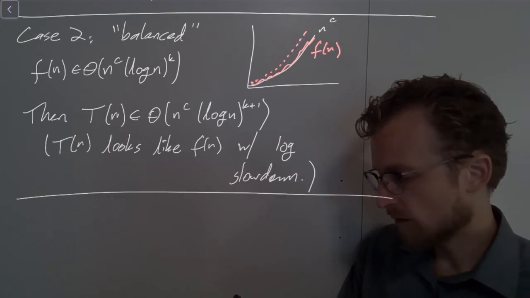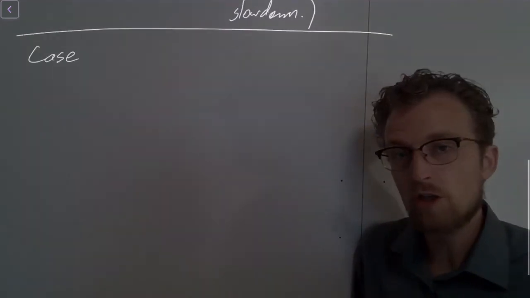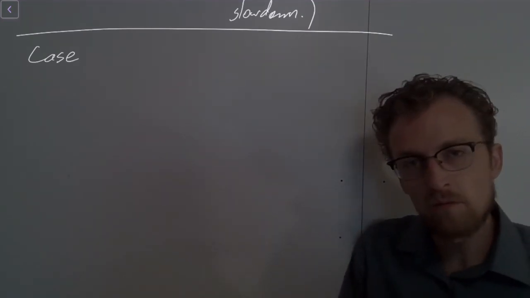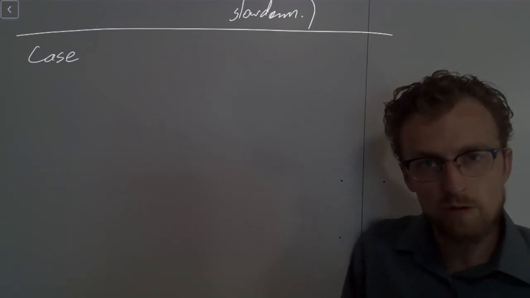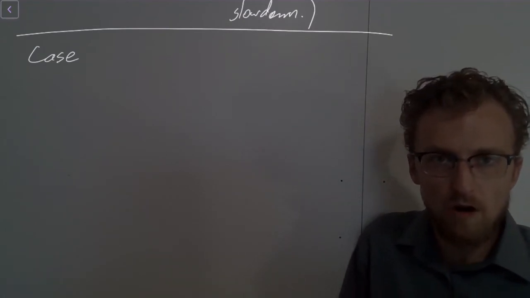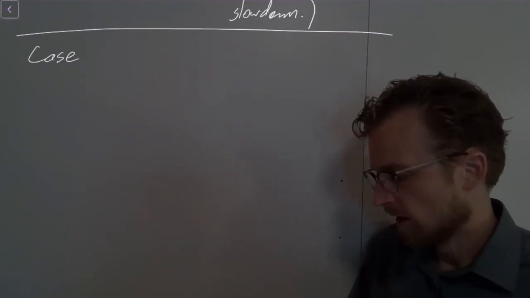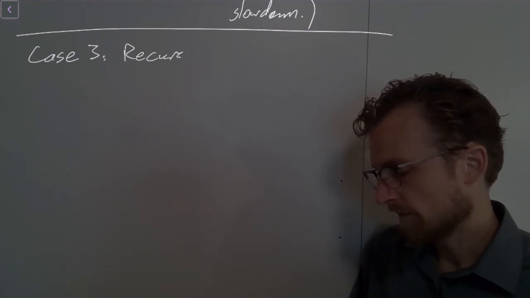All right, and then case 3 looks like this. Case 3 is the one where the recursion dominates. Last time we drew these recursion trees, and we derived the number of leaves in the recursion tree, which corresponds to the number of base case executions that you get in the recursion. So in case 3, the recursion dominates.